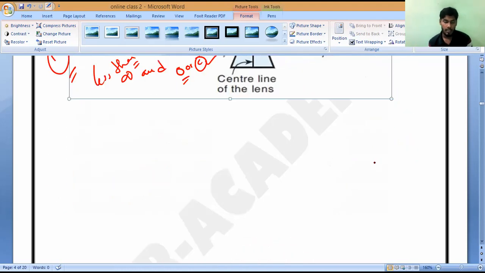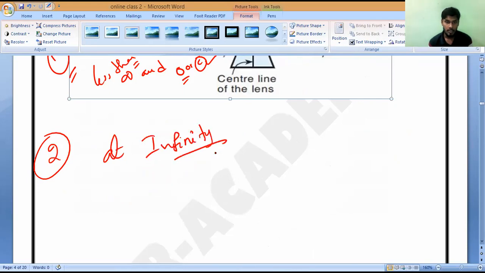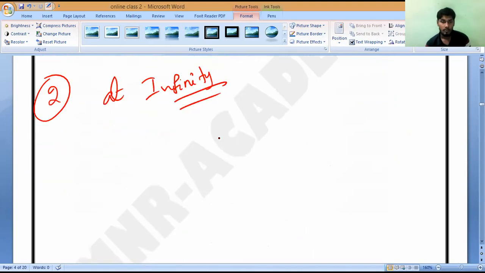Next, the second case. This we already know, just like the focal length. Case number 2: at infinity. All of you note it down. The object is placed at infinity. What will happen when the object is placed at infinity distance? Understanding?